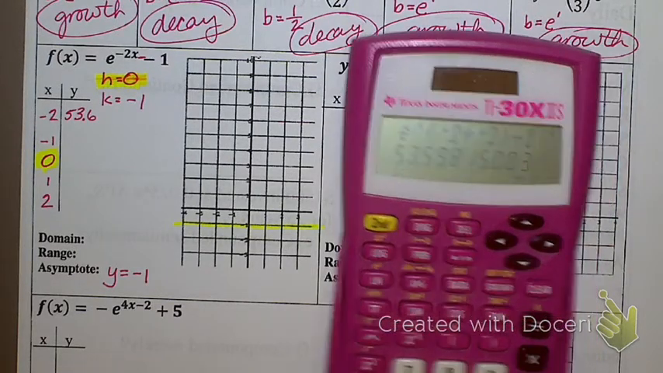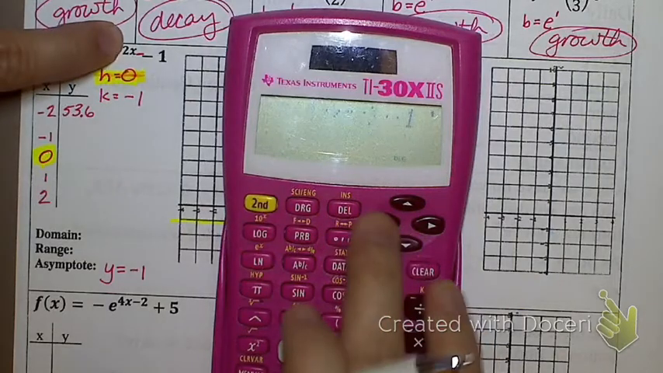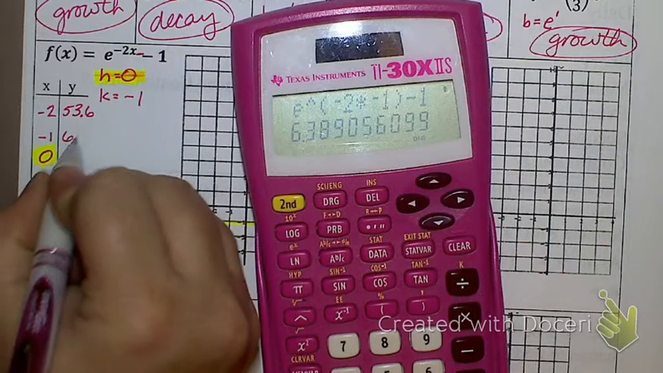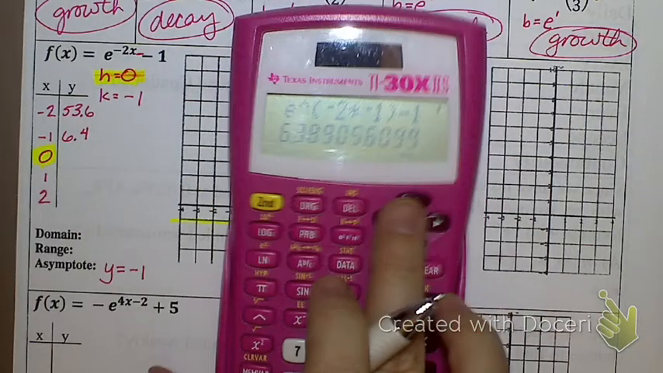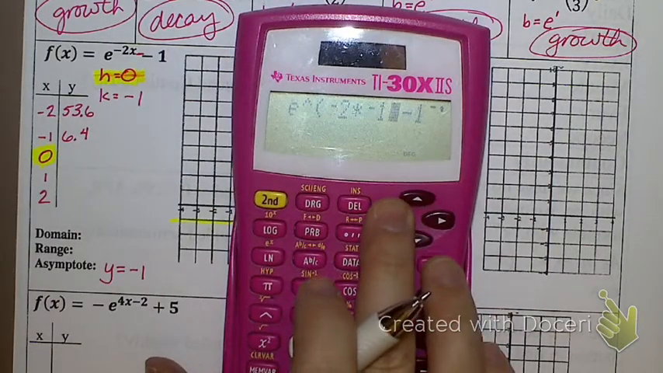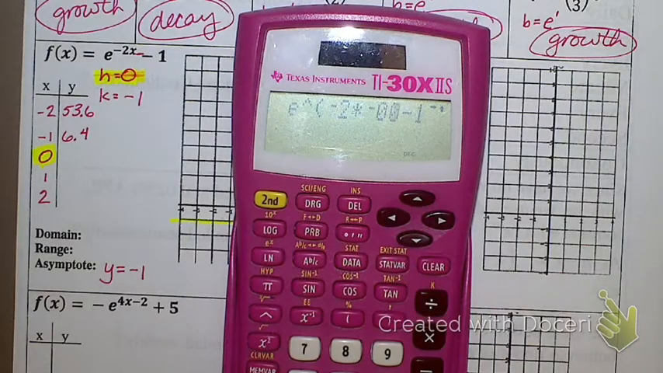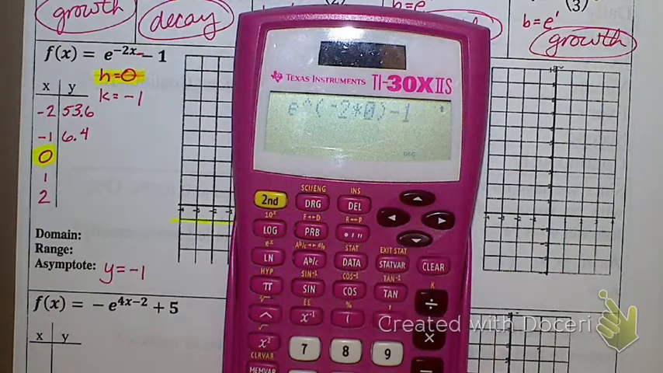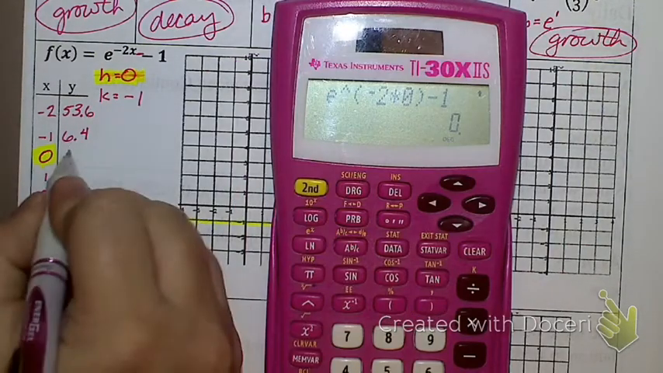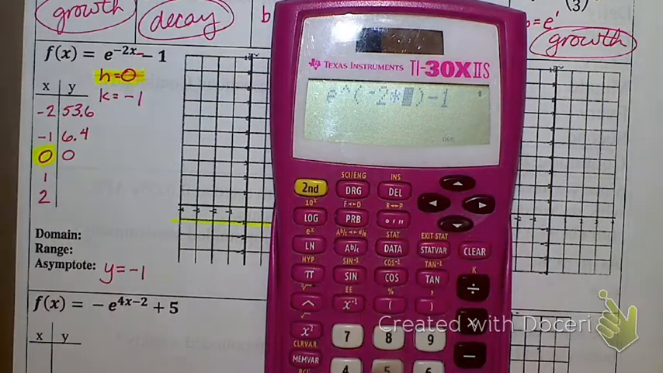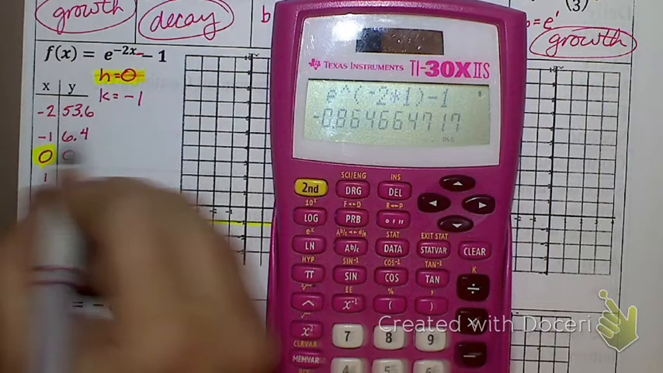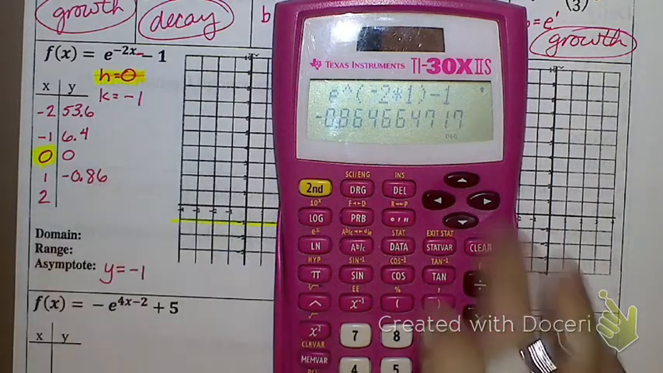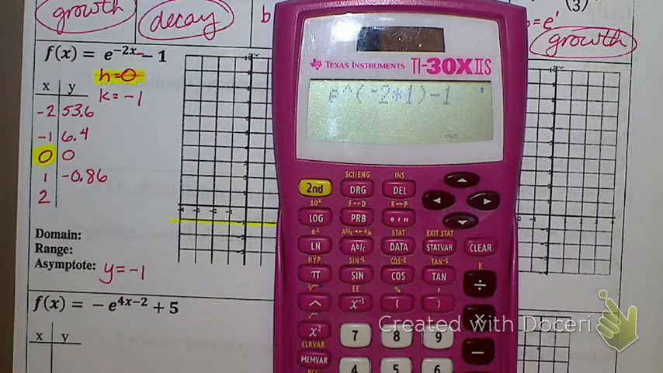Okay. Now I'm going to change that -2 to a -1. And I have 6.4. Now I'm going to change the -1 to a 0. Whoop, I got to delete that negative sign. What do I get? 0. Now change the 0 to a 1. -0.86. I'm going to leave that there as 0.86, and I'll show you why in a minute.